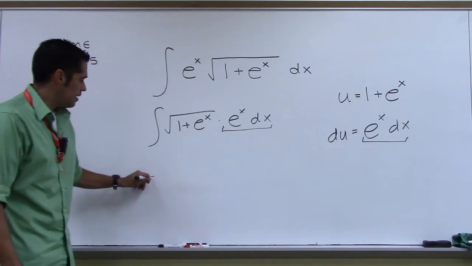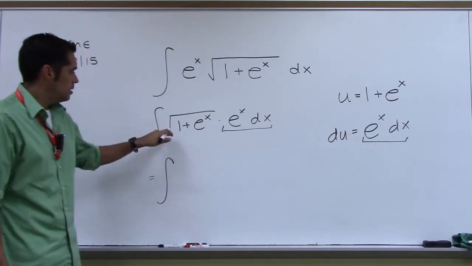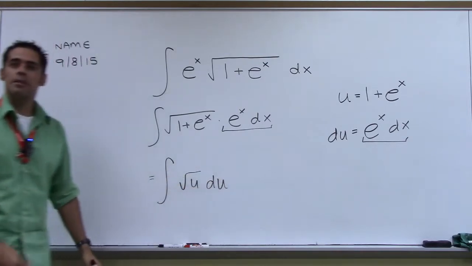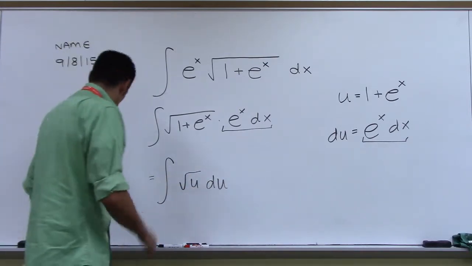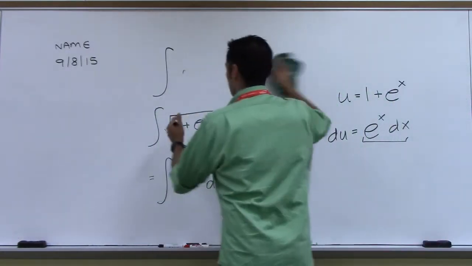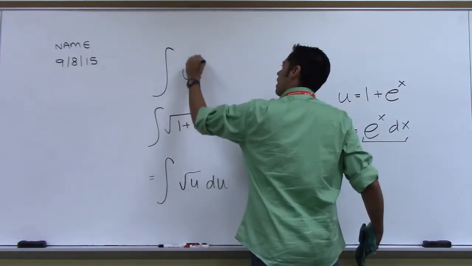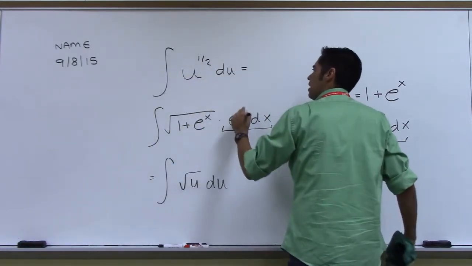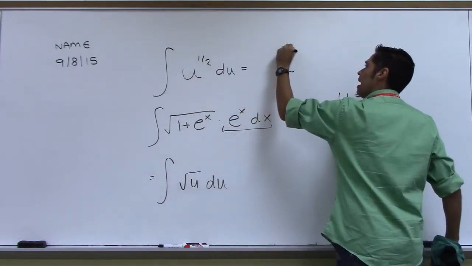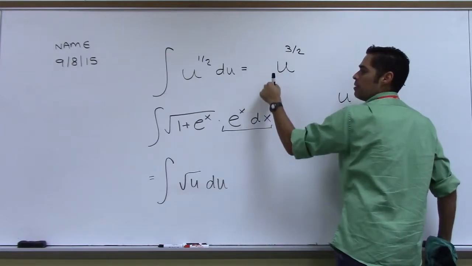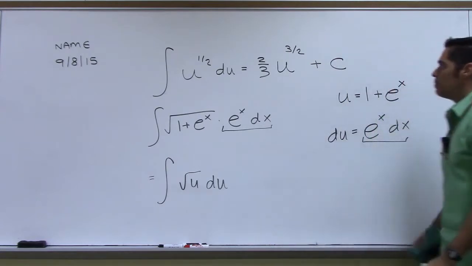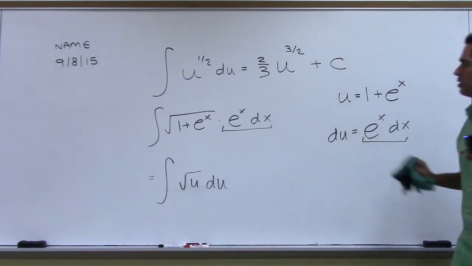And so this is just straight away the square root of u du. And then you can just apply the power rule. So square root of u is the same as u to what power? U to the 1/2. So this whole thing becomes u to the 1/2 du. And then you go ahead and take the antiderivative. You add 1 to this. That's 3/2, right? And then you go 1 over 3/2, which is 2/3, plus c. And then you replace your u with this, and you're done.